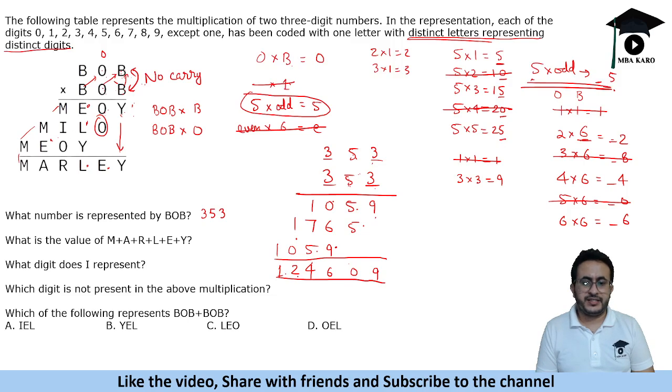What is the value of MARLEY? Adding this, so this is 7, 13 plus 9 is 22. What digit does I represent? I is for 7. Which digit is not present in the above multiplication? So we have different digits. 0 is present, 1 is present, 2 is present, 3 4 5 6 7, 8 is not present, right? If you look at the entire multiplication, 8 is missing in this.